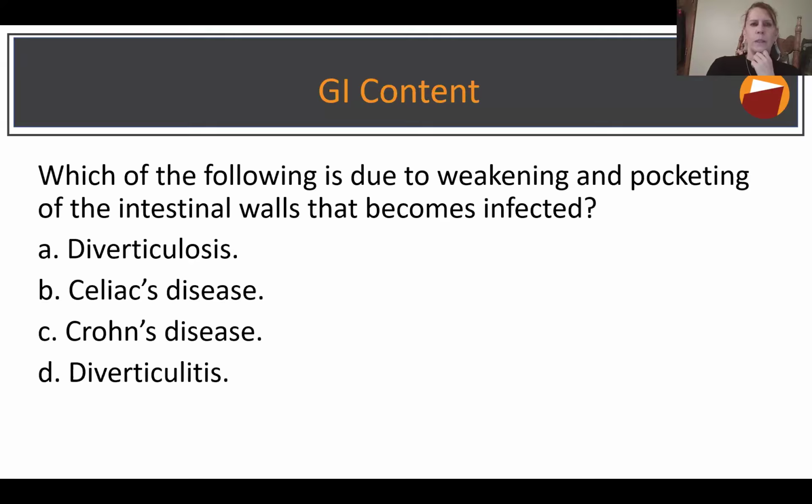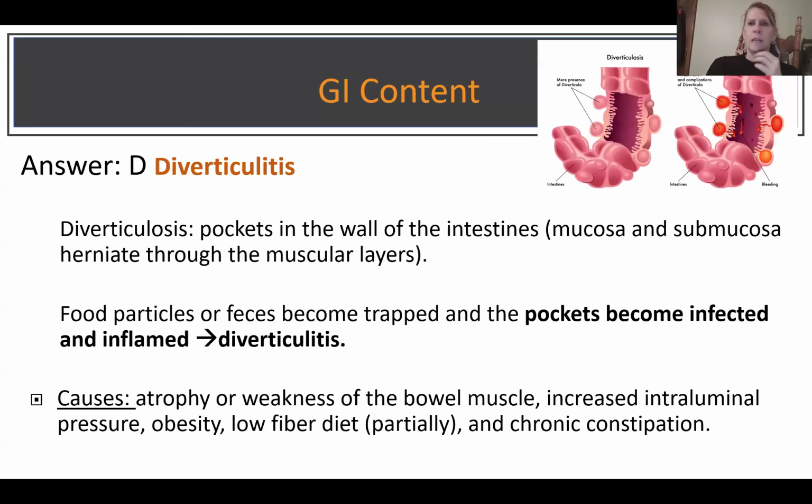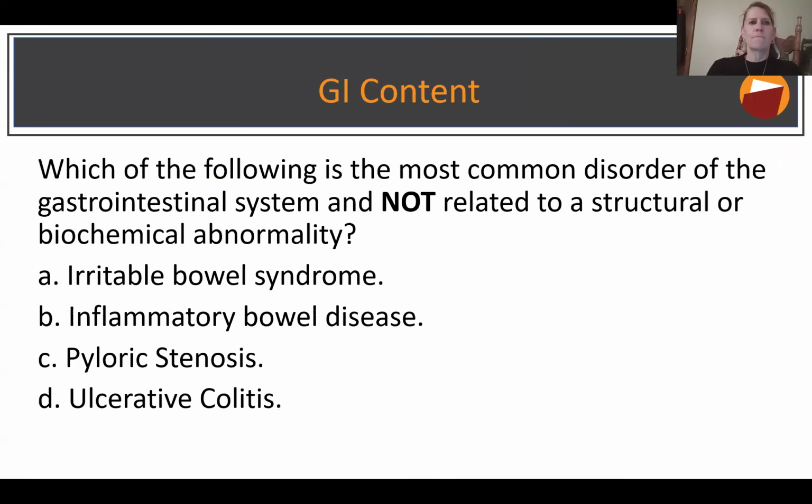Okay, all right, so we're kind of between 1 and 4. Both are related to the weakening and pocketing, but when it becomes infected, it's diverticulitis. Diverticulosis is that pocketing, the weakening of the wall. When somebody gets diverticulitis, as you can see in the pictures, stuff gets stuck in those little pockets, right? Feces, food particles, and it becomes inflamed, it becomes infected, and that makes it diverticulitis. And so now they're going to need antibiotics and things like that. So that's just what that is.